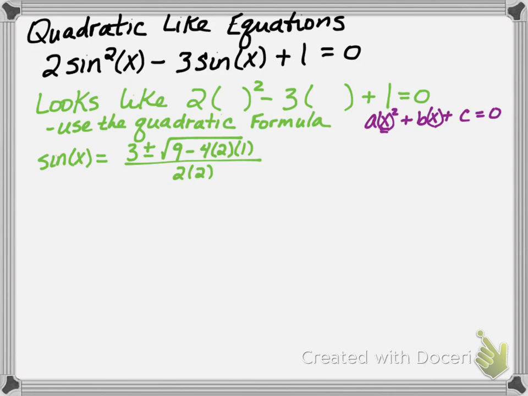So we get sine of x equals 3 plus or minus the square root of 9 minus 4 times 2 times 1, all divided by 2 times 2. And so this is 3 plus or minus 1 divided by 4, and I end up with either a half or 1.